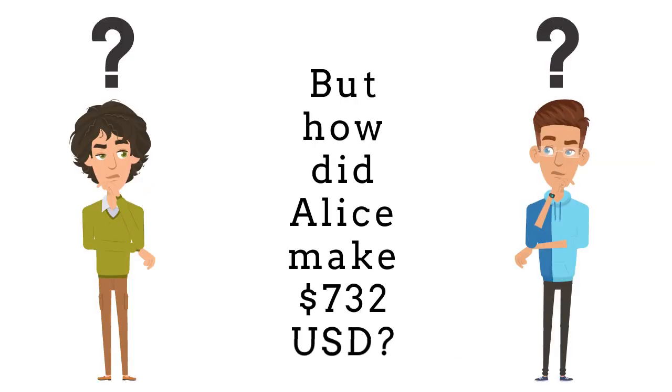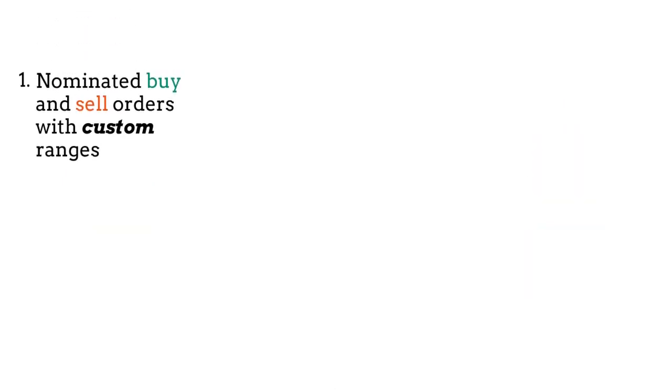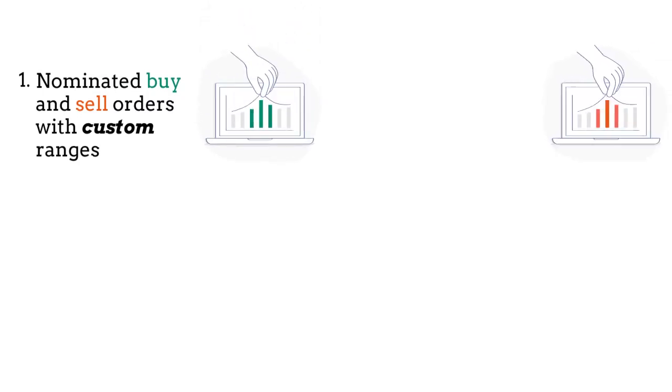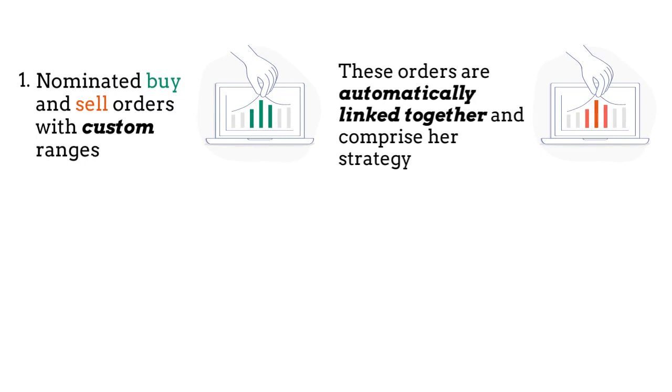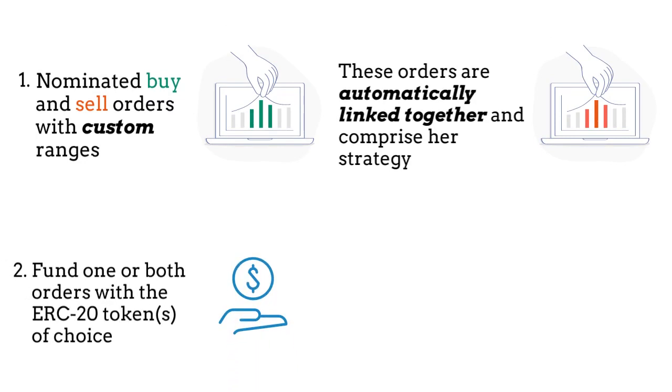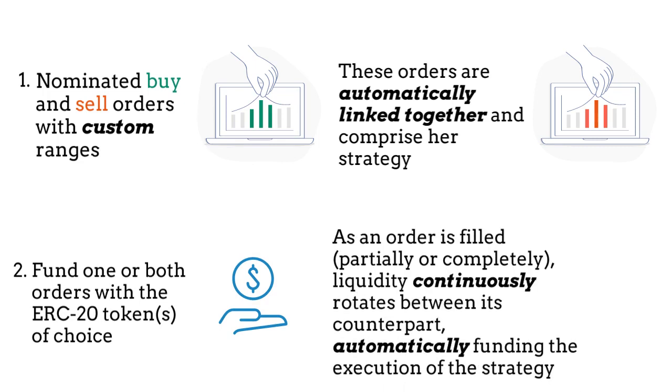Alice's strategy was created and executed by only taking a few simple steps. Alice nominated buy and sell orders with custom ranges. These orders are automatically linked together and comprise her strategy. Fund one or both orders with the ERC20 tokens of choice. As an order is filled, partially or completely, liquidity continuously rotates between its counterpart, automatically funding the execution of the strategy.